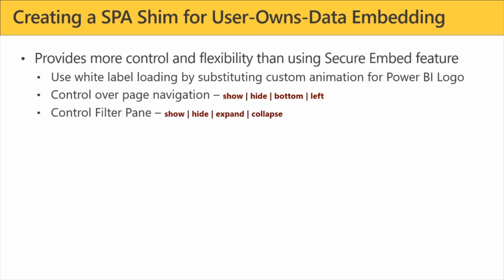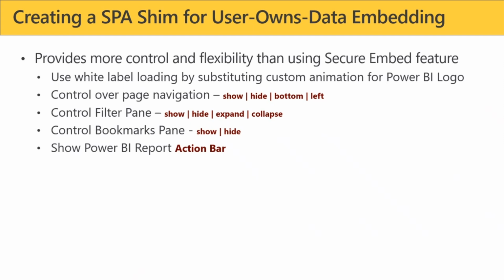Okay, another thing, I might want to control the filter pane. So I have complete control whether I show it or hide it. And if I show it, it is initially in the expanded or collapsed state. Okay, also, I can bring up the bookmarks pane. So if I have reports and we've spent some time creating bookmarks and our users like using those, we can just show the bookmarks pane. We're able to also show something which is called an action bar. So we'll see that in just a second.